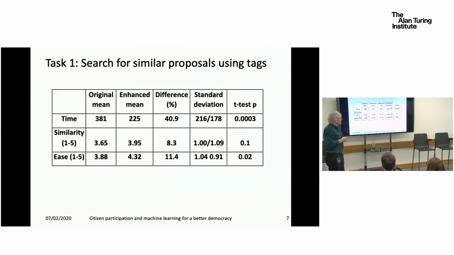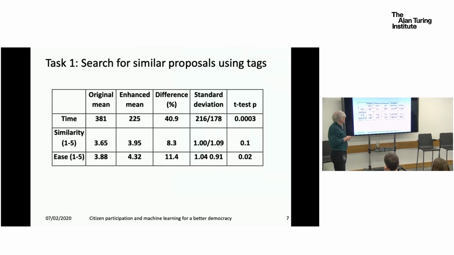And we did a Student's t-test for significance of the difference in the mean and variance of the two measures. And we came up with a result that p was equal to 0.003, which by any measure is statistically significant. Therefore, we conclude that the enhanced version was indeed faster for people to find similar proposals.